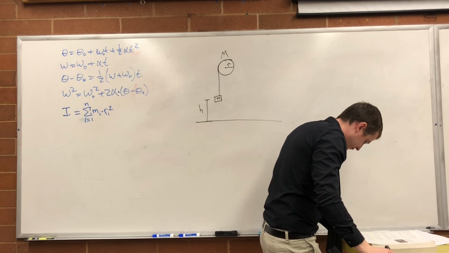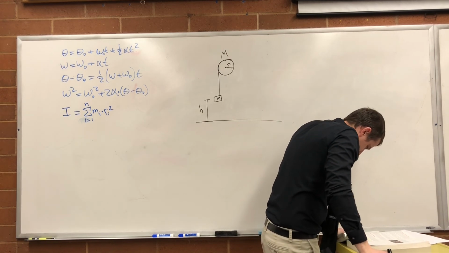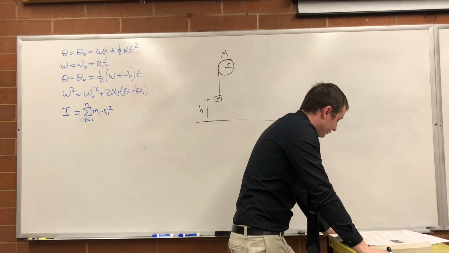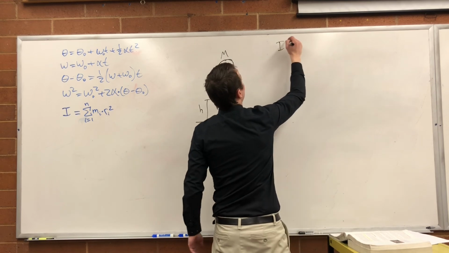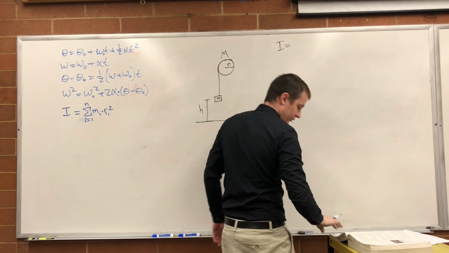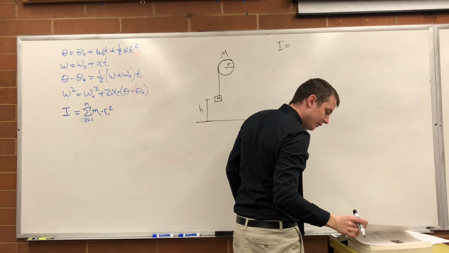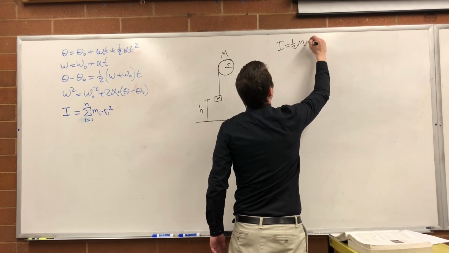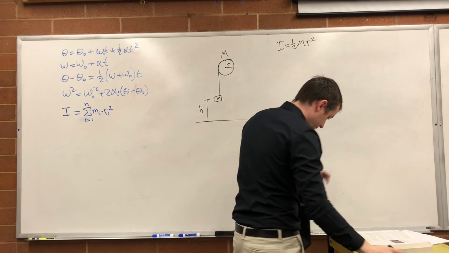So now I'll read the problem. I'm just guessing from the picture. We wrap a light non-stretching cable around a solid cylinder. Is it 1/2 for the solid cylinder? Yeah.